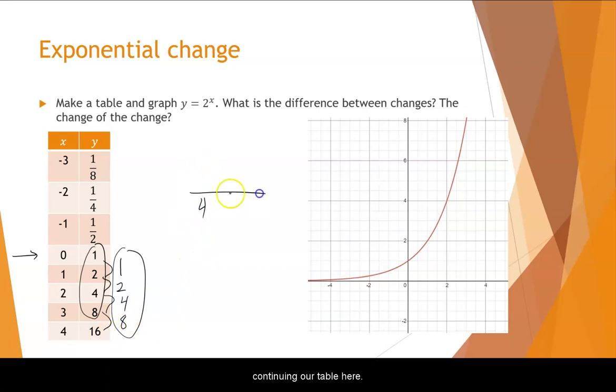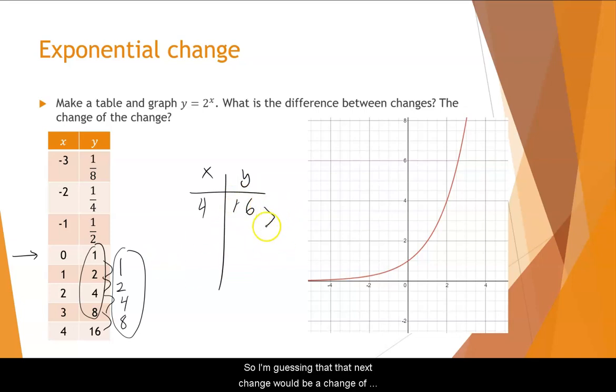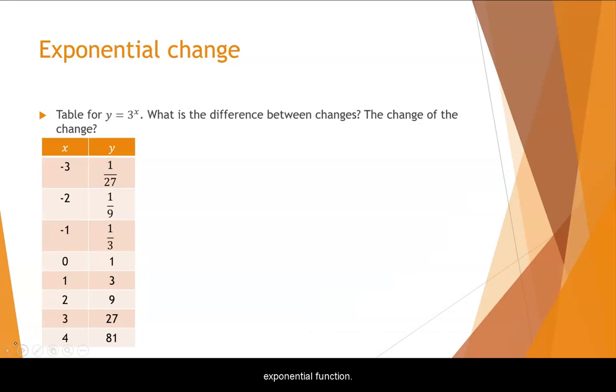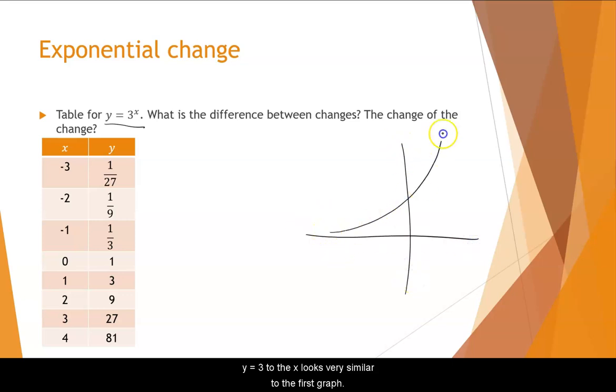So continuing our table here, x, y, this was 4 and 16. I'm guessing that the next change would be a change of 16, increasing this by 16. That means we end up at 32. And sure enough, if x is 5, 2 to the 5th power equals 32. This is pretty cool. Let's see if it holds true for another exponential function. So y equals 3 to the x looks very similar to the first graph. If anything, it just goes up all the faster.